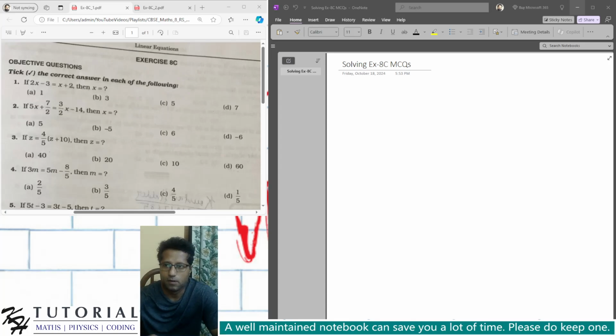Okay, so I have the questions from exercise 8C on the left hand side, and on the right hand side I will solve the problems. There are 18 questions. Ideally you should solve these by taking not more than 2 or 3 minutes maximum per question. Let me quickly check if everything is visible properly. I hope you can read the questions properly and the fonts are big enough. Okay, let's solve the problem. These are all MCQ. Each question has 4 choices and we have to select the correct choice.